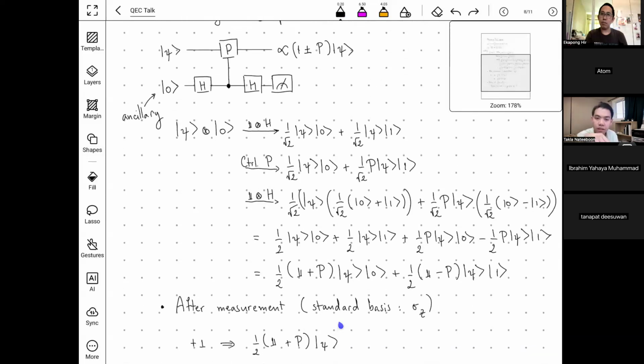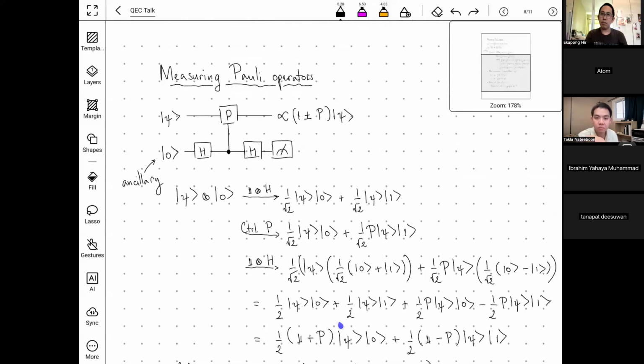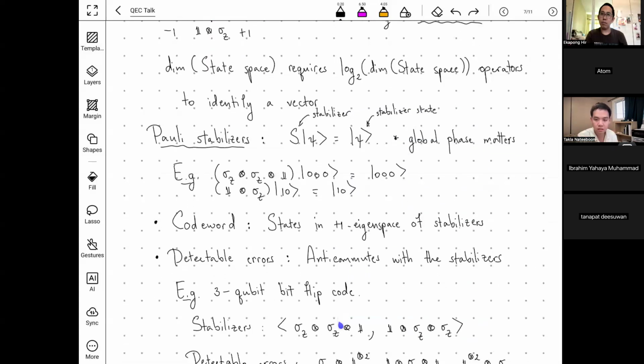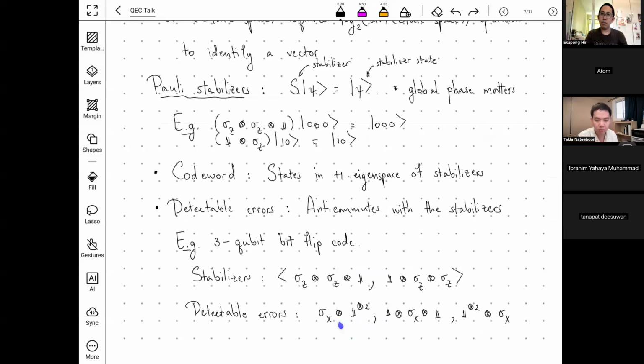I have a question. I think you have mentioned it before, but I missed it. What state is this example a stabilizer of? Oh, it's the code word state, which is 000 and 111. So it's the stabilizer for both.